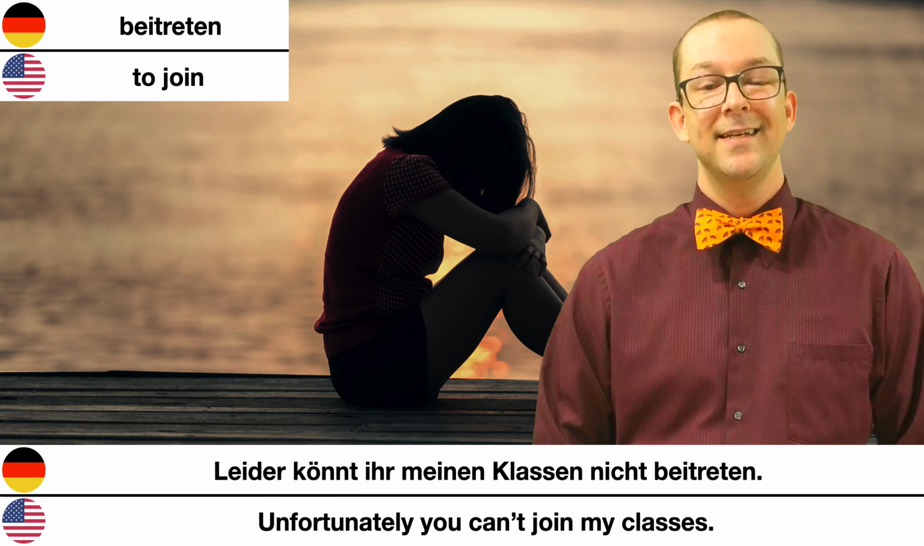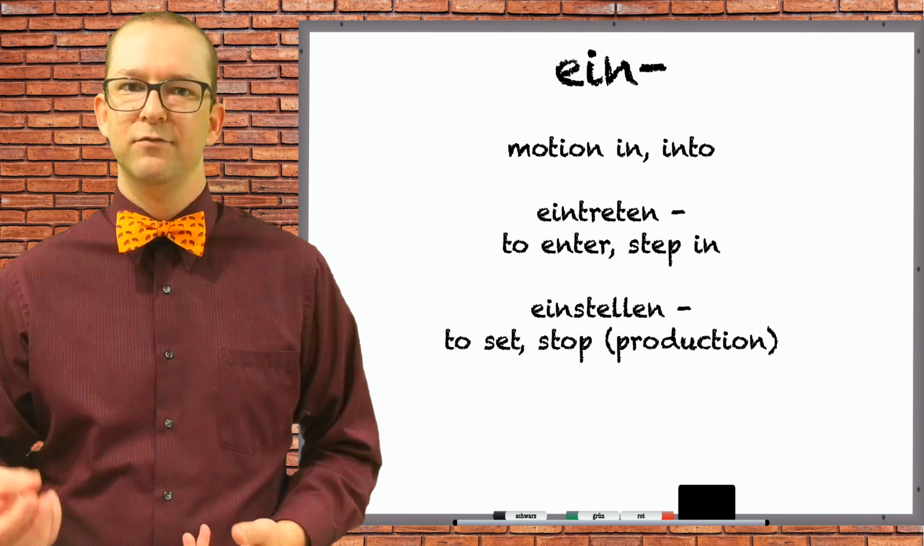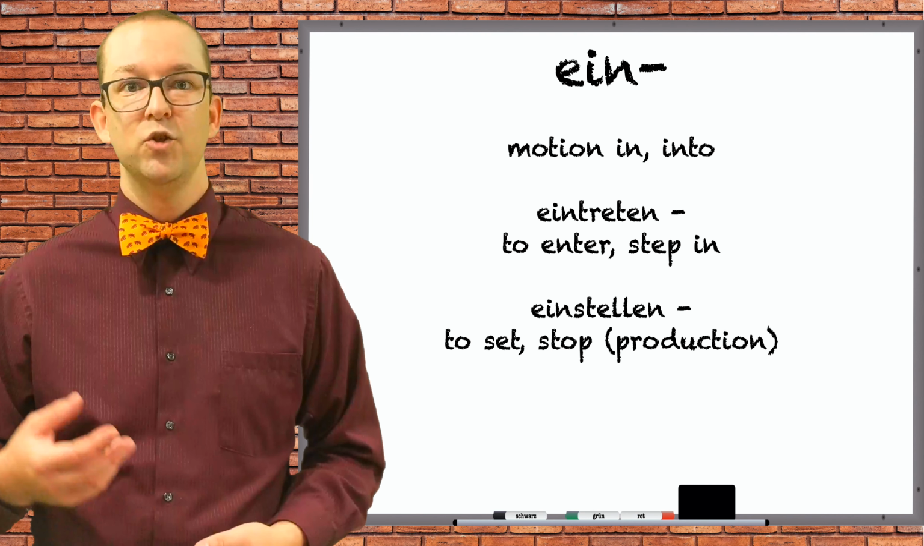The prefix ein generally indicates motion into something, whether this be a literal sense like the verb eintreten, to enter, literally to step in, or a more abstract meaning like einstellen, which means that you set something on your phone or other digital device, or you stop something like production. Here are a few examples. Eintreten, to enter. Als ich das Zimmer eintrat, schauten alle Schüler mich an. When I walked into the room, all of the students looked at me.